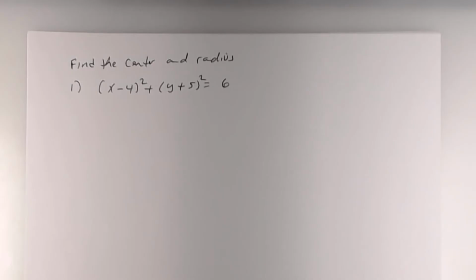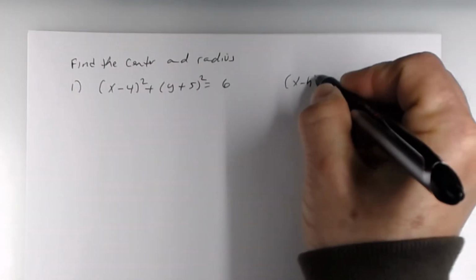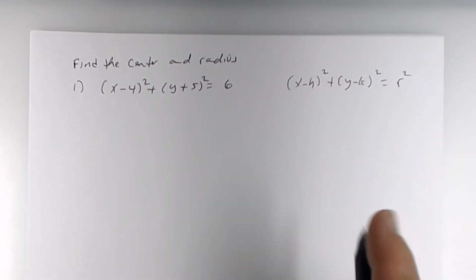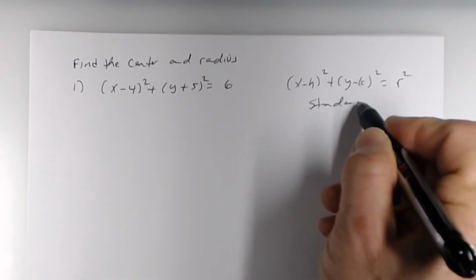Okay, so you want to find the center and radius of this equation, and the equation is (x − 4)² + (y + 5)² = 6. You are asked to find the center and the radius. Well, it's easy in this case because this equation is written in what form? Standard form. Standard form, remember, is (x − h)² + (y − k)² = r². That was the standard form of the equation of a circle.